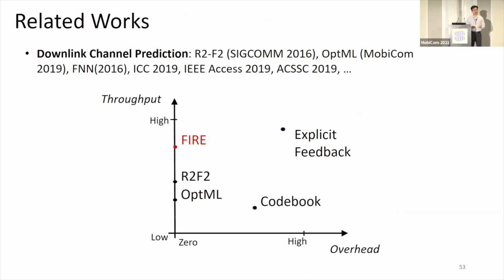FIRE is inspired by previous works on downlink channel prediction, and we achieve higher throughput while maintaining zero overhead compared to the previous methods. One thing worth noticing is that compared to explicit feedback, FIRE achieved very similar throughput performance, but we have no overhead at all.